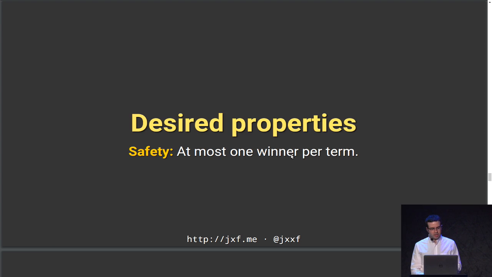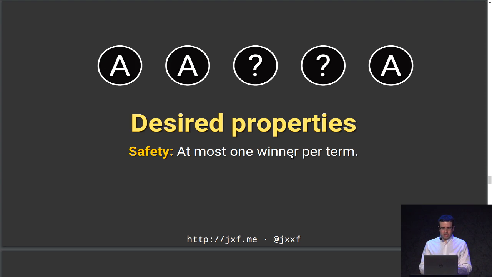And we want some properties to be true in elections. So first, we want there to be at most 1 winner per term. We don't want to have an election and then have 5 people win the election. We want 1 winner out of that election. So if we have enough votes from the majority, so in this situation, if there are 5 nodes in our cluster and 3 of the nodes have voted for A, then we know that A must be the winner, even though we haven't received votes from the other 2 members of the cluster yet.